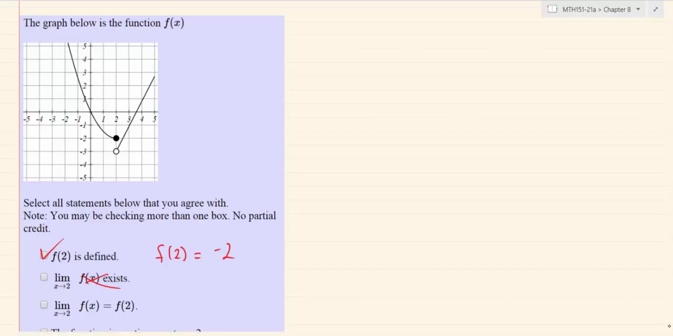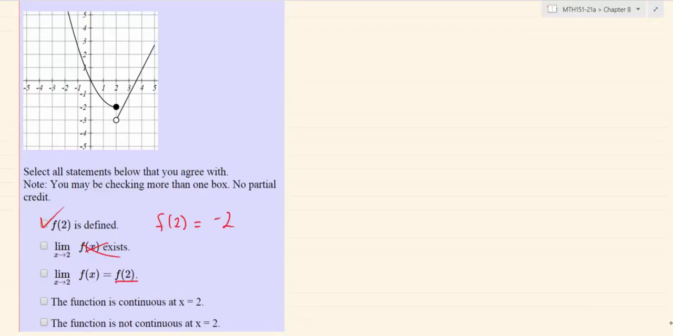The limit as x approaches 2 of f of x is equal to f of 2. Is that a true statement? No, because this limit doesn't exist, first of all. What would you change on this one to make it true? Yeah, if you said the limit as x comes in from the left is equal to f of 2, is that true? Yes, it is. I would check that.